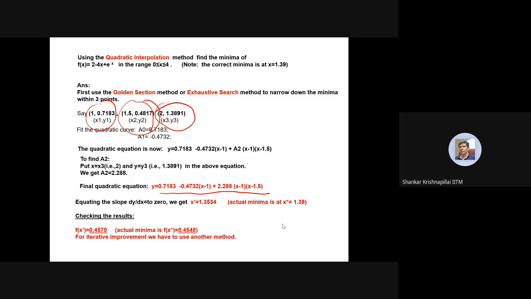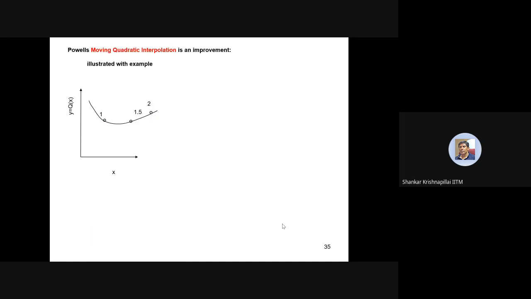Okay, so now you can see that this Powell method is a one-shot method. You can fit it only once. Suppose you want to iteratively improve the fit. For that, there is a moving quadratic interpolation by Powell.